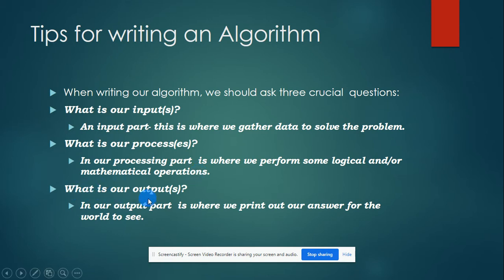What is our output, or what are our outputs? Basically, at this part, we are simply going to print out to the screen our answer. That is our output. When we do something called prompting, or asking to enter data, that is what we call a prompt. That is an output statement as well. When we print out our answer or our result, that is output as well. So in our output part is where we print out our answer for the world to see.